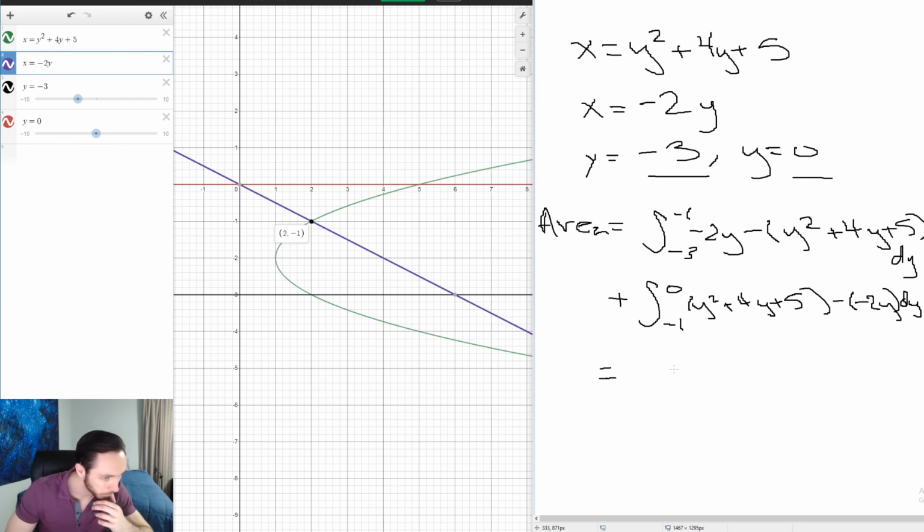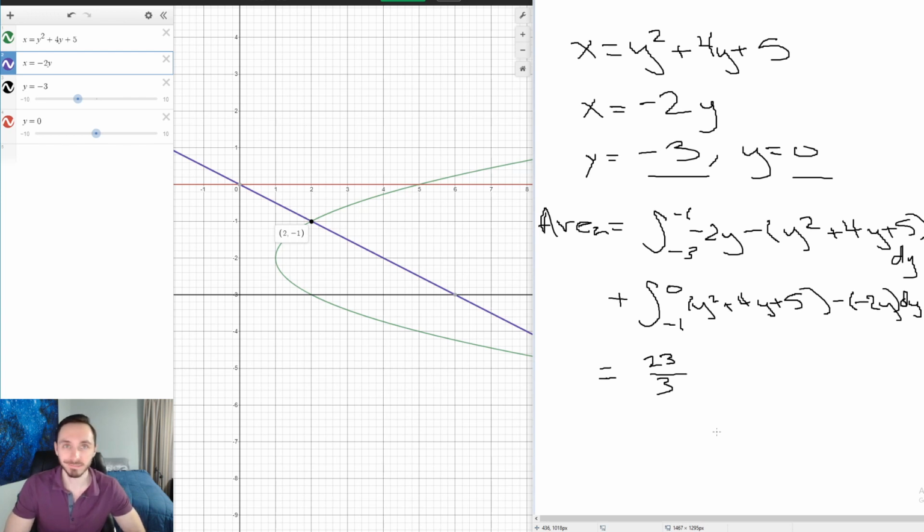What should you get? You should, if you do this properly, get 23 over 3. Yeah, that looks good. 23 over 3. So I'm going to write that down. So not as elegant a number as the last two. That was more so luck. But obviously you should get a positive number.